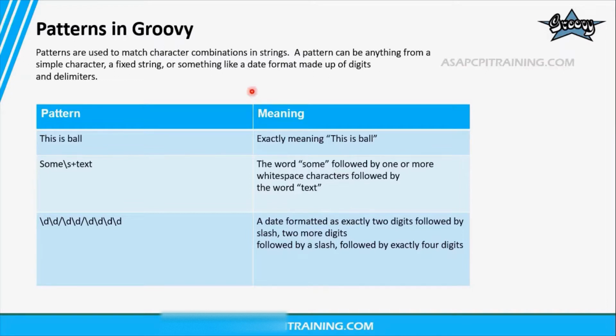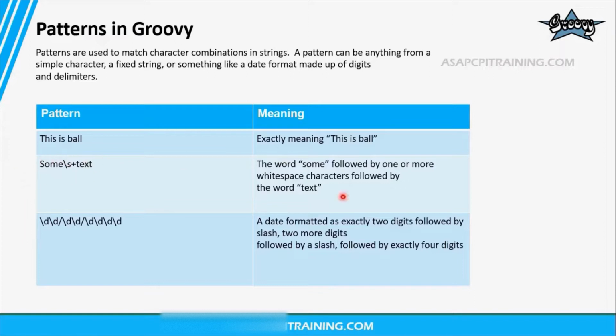When you see "this is ball", it exactly means "this is ball". It isn't having any other meaning. Now we have a pattern like sum slash s plus text. If you are already familiar with regular expressions, we have some particular set of characters defined for identifying English characters, or numbers, or variables, consonants, everything. So this is s plus. This is the space, and then text.